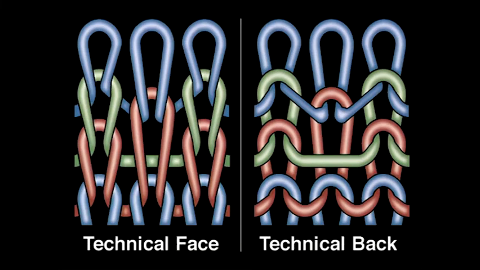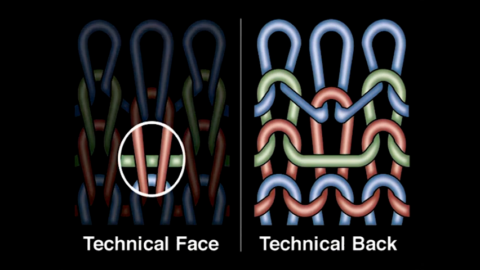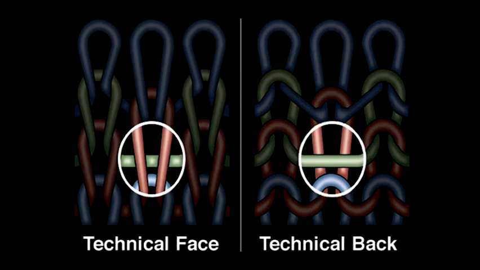The third type of stitch is the float, which is also called a misstitch. The drawing on the left is the technical face. On the face, in the middle course of yarn and middle wale, it looks like the machine has hidden the colored yarn in the back. It is not captured or knit with any other stitch. This is the float or misstitch. On the technical back, you can see how the loop floats.